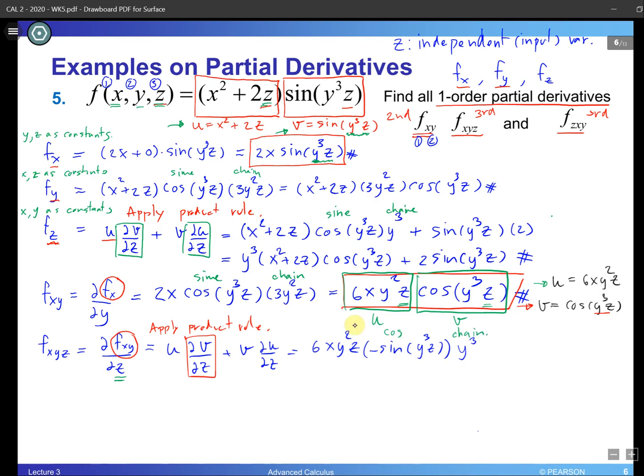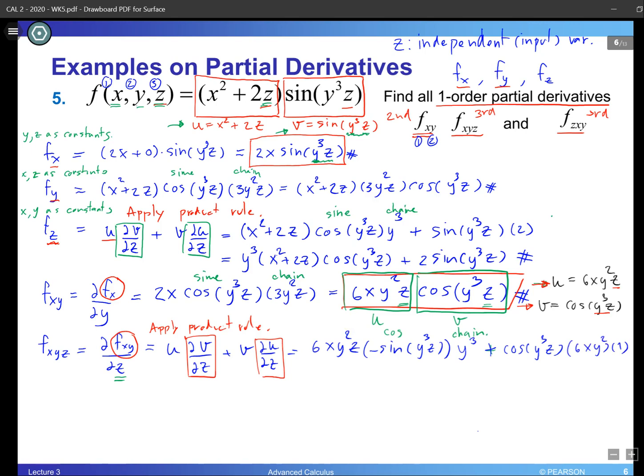Okay, now the next term, we have v du. Let's take v here, which is cosine of y cubed z. And then we are supposed to find du by dz. So let's take a look at u right here and differentiate it with respect to z. Z is just here, so when we differentiate, we only get the constant out of that. The constant is going to be 6xy squared, and z becomes 1.